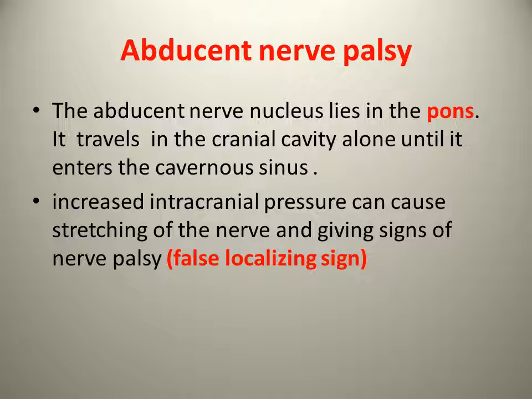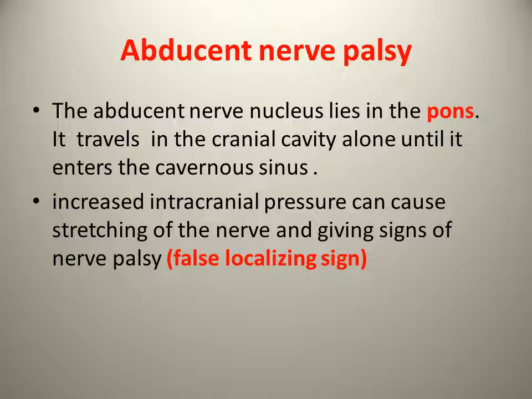The abducent nerve palsy. The abducent nerve nucleus lies in the pons. It exits the brainstem at the pontomedullary junction. Near the cerebellopontine angle, it is closely related to the facial nerve, so CP angle lesions might cause combined 6th nerve palsy and 7th nerve palsy. It passes then alone within the cranial cavity until it enters the cavernous sinus.